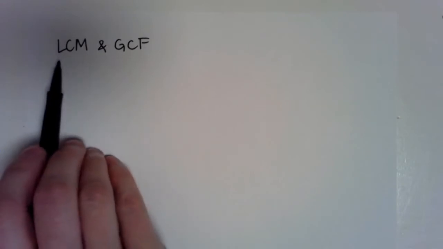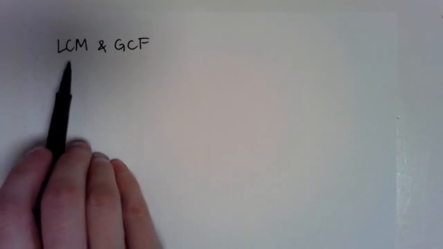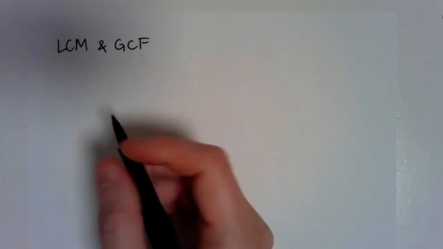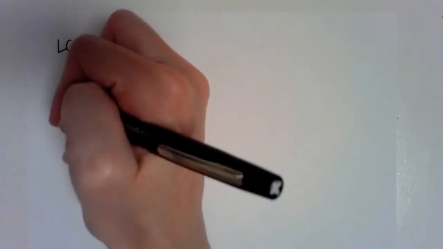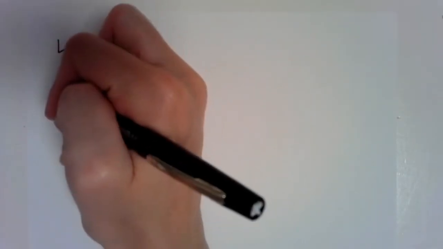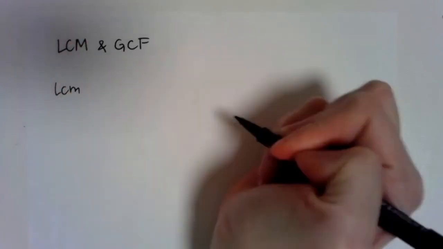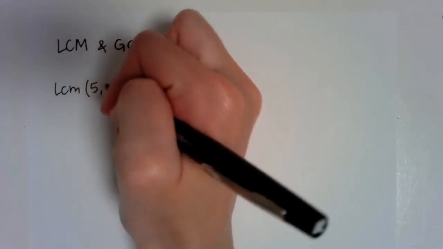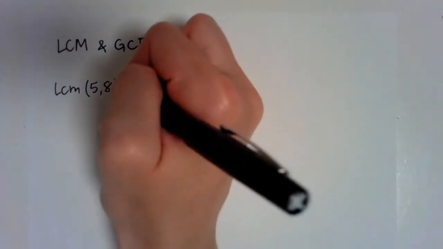So remember that a least common multiple is the smallest multiple that a pair or set of numbers has in common. So for example, let's take 5 and 8. If I want to find the least common multiple of 5 and 8, you're going to see this notation, a lowercase LCM, and they're going to have 5, 8. That just means you're finding the least common multiple between 5 and 8.